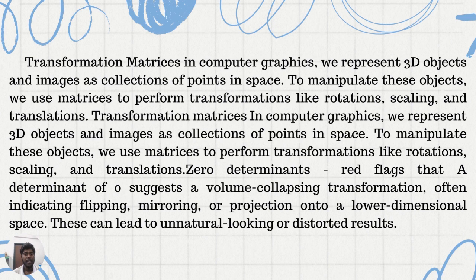Transformation matrices: in computer graphics, we represent 3D objects and images as a collection of points in space. To manipulate these objects, we use matrices to perform transformations like rotation, scaling, and translation. A zero determinant suggests a volume-collapsing transformation, often indicating flipping, mirroring, or projecting onto a lower dimensional space. This can lead to unnatural looking or distorted results.